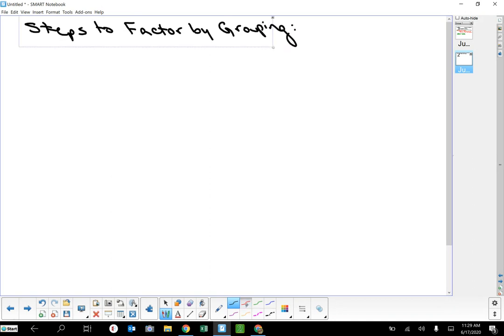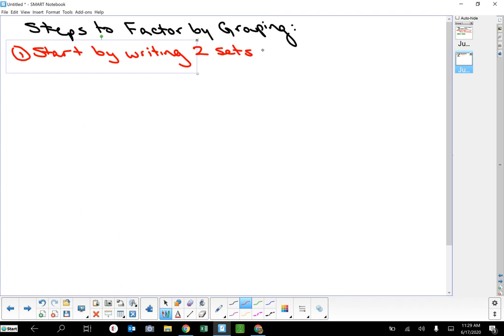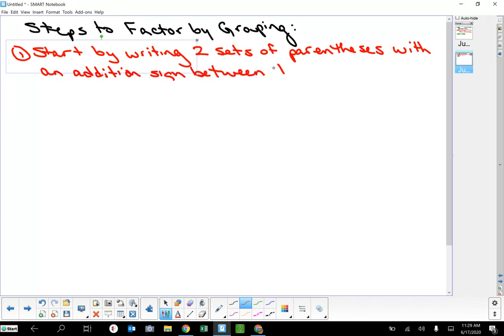And so step 1 is to start by writing 2 sets of parentheses with an addition sign in the middle between them. Okay, and remember, we're going to write all the steps and then we'll go back and actually do the math.